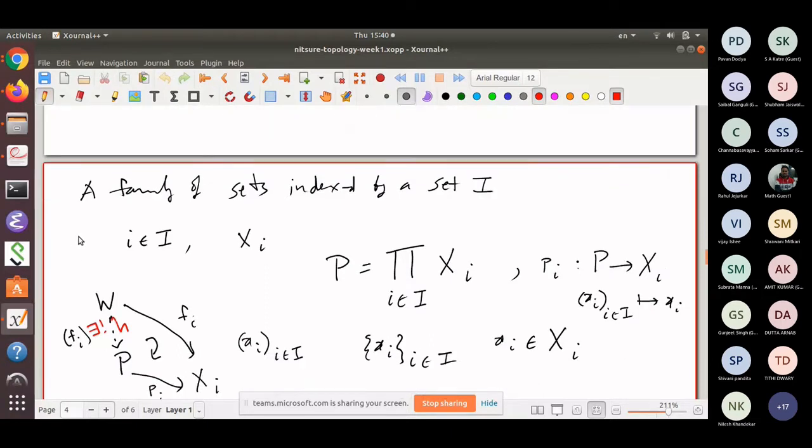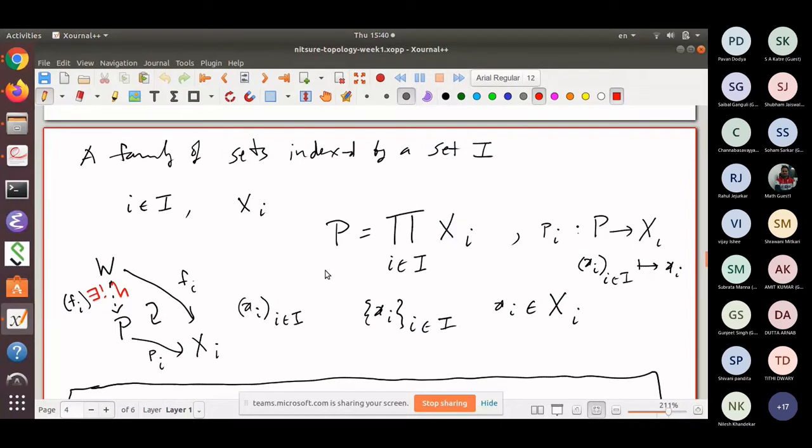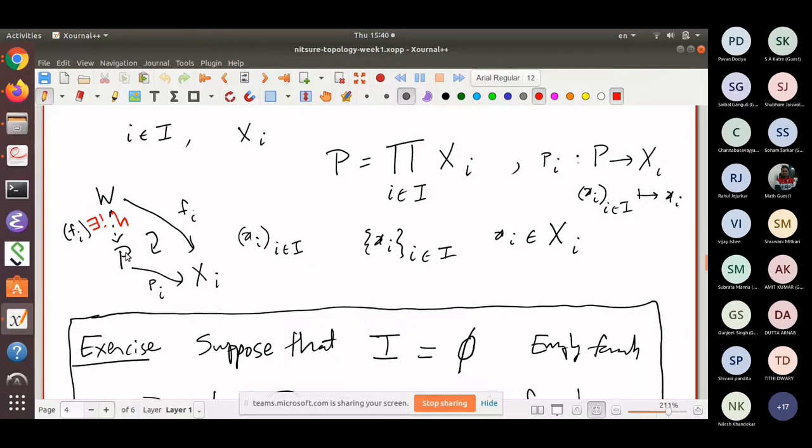Then I told you what a family is: a family of sets indexed by a set I. And then I told you what a product for a family is. When the indexing set consists of just two members, then that's your binary product X cross Y. Binary means two, bicycle, binary. Bi means two in this context. So the binary product you always know, and this is the product over a family, which generalizes that.